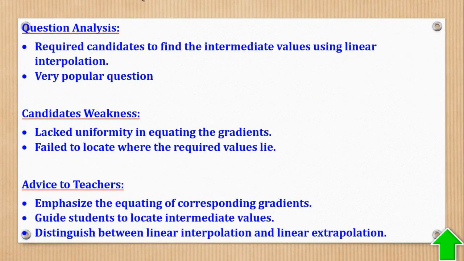So the question required candidates to find the intermediate values using linear interpolation. But some candidates lacked uniformity in equating the gradients. So you must follow the same order you do for x, the same order you do for y. If you interchange, then the answers will be different. Then also candidates fail to locate where the required values lie. So the required value must be located in the correct position. It must be between two near values. The one which is here and here should be the nearest on either side.